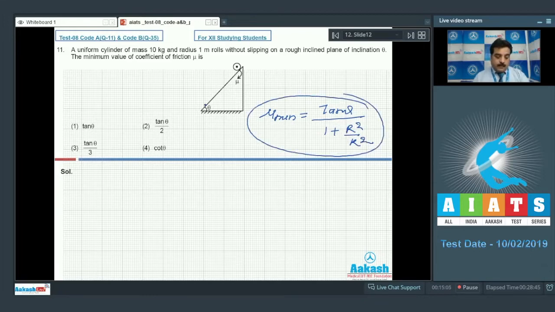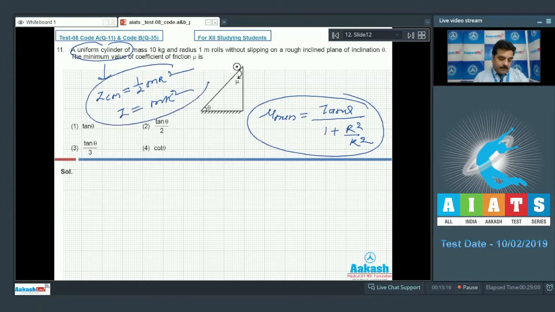In this type of question, you need only the nature of the body, the moment of inertia about the center of mass, that is 1 by 2 mr square. If I compare with mk square, where k is the radius of gyration, when you compare these two, you will get k square upon r square is 1 by 2. So r square upon k square is 2 by 1.